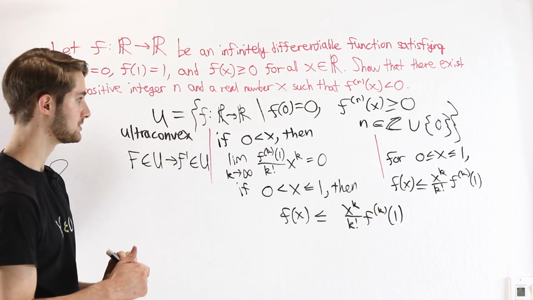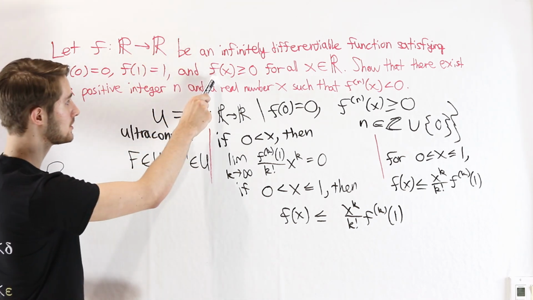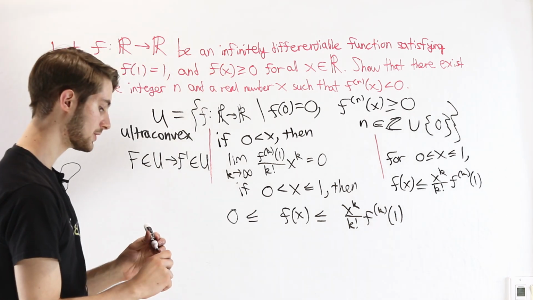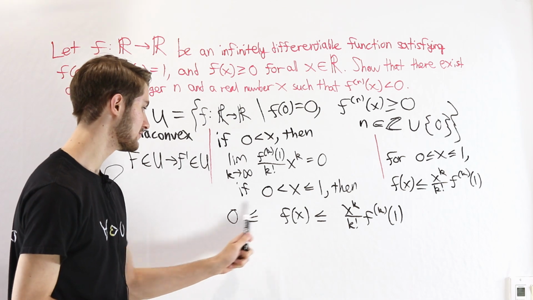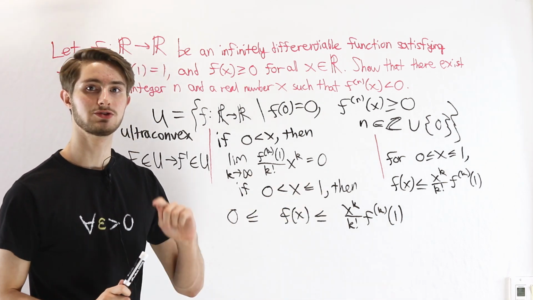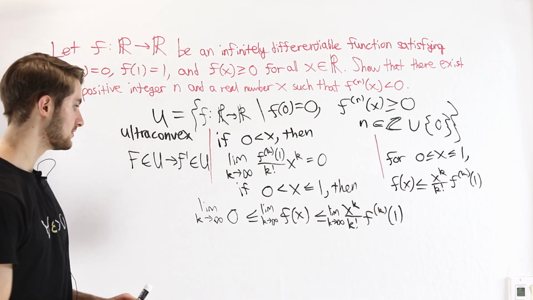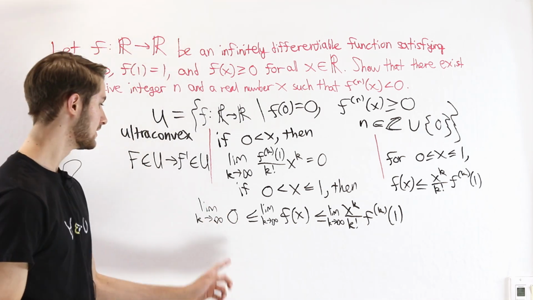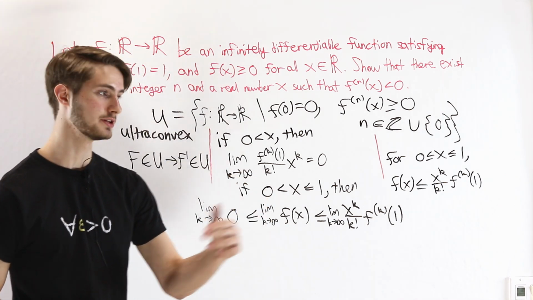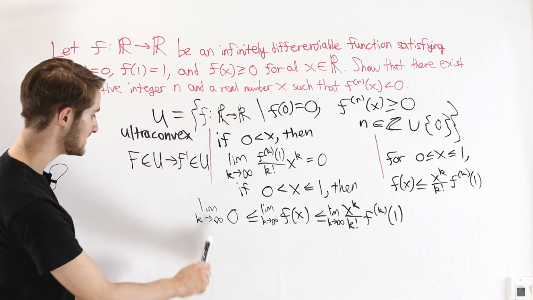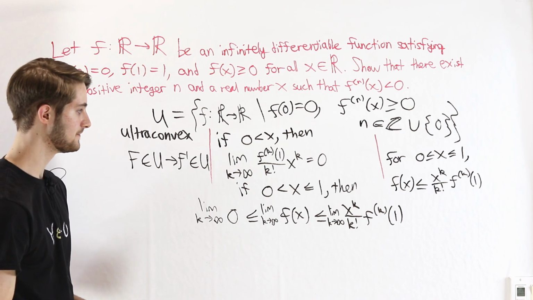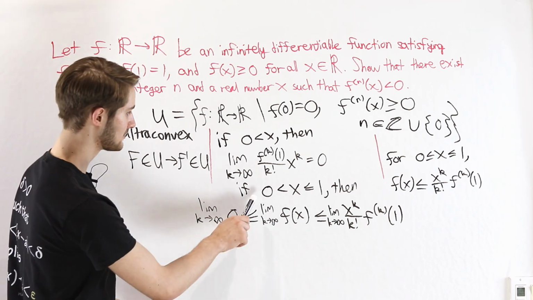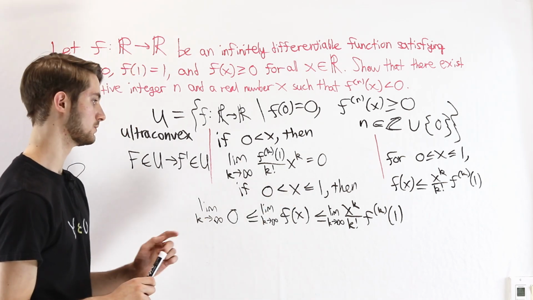And the other piece of information we have is with an ultraconvex function, we know that this f of x must be greater than or equal to 0. What we're going to do now is take the limit of every part of this inequality. We can use the squeeze theorem. So we're going to use the squeeze theorem to take the limit as k approaches infinity of each part of this inequality. And by the squeeze theorem, this inequality will still hold after we take the limit. The important thing to note here is that we're taking the limit as k approaches infinity, which means that x is not affected by this limit process at all. We just have x greater than 0 and less than or equal to 1.